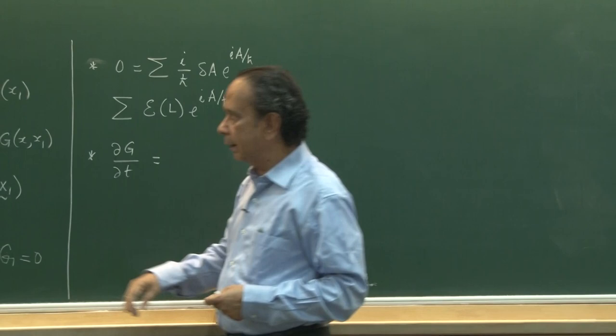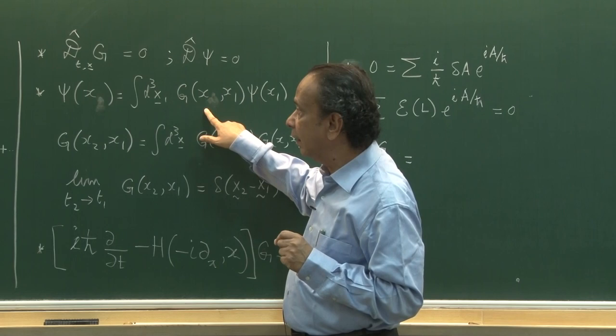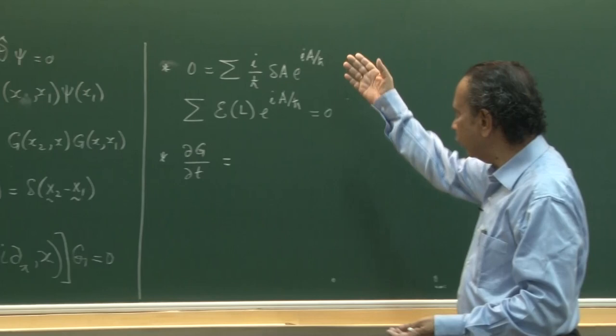Remember, this g is, so where is this g? This g is treated as a function of the upper endpoint t and x. So I want to know how g changes when I just change the upper endpoints. But for that, we again have to go through the same calculation.